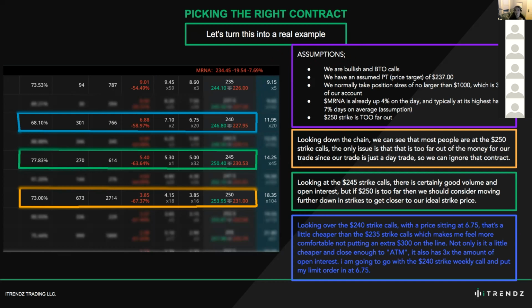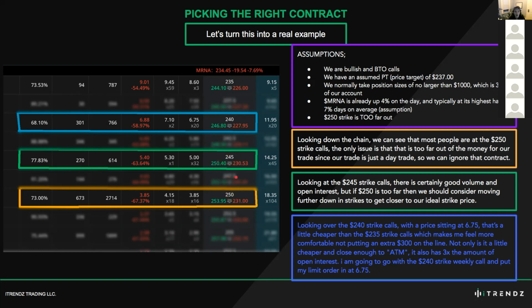So we have an assumed price target right here of $237, and the stock is at $234.45. So $234 is what Moderna is sitting at. We have a price target of $237 on the day. So we're bullish, we're buying to open calls. Now let's figure out what contracts we want to get in, right? So we look down the chain, we see 235, we see 240, we see 245 and 250.